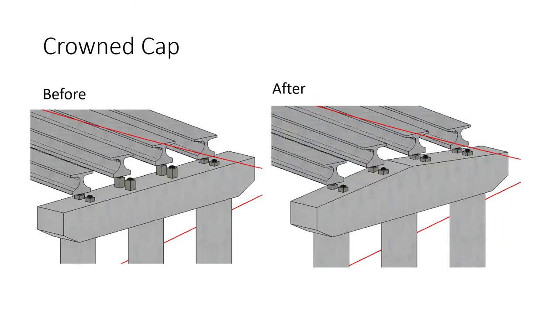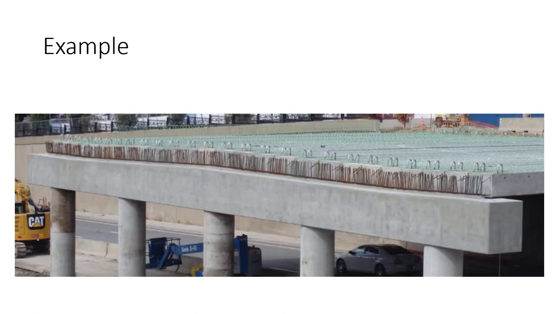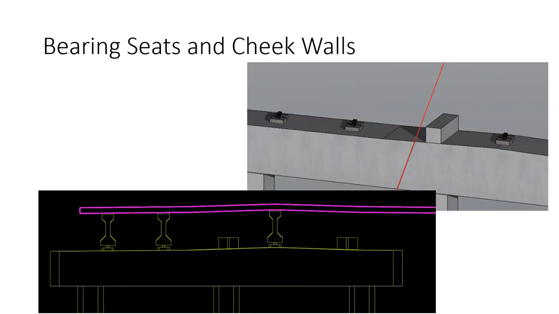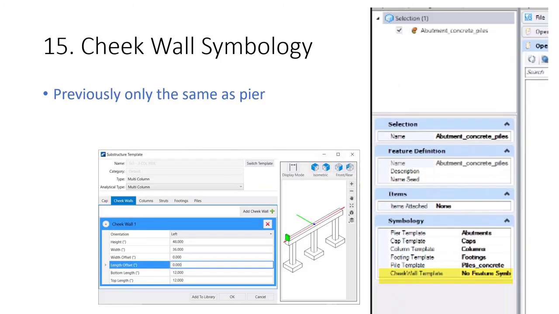So that was before, now it's after, and it's just a simple toggle inside elevation constraints. Show you a real life example here. We added more bearing seats and chip wall options with their own symbology. It used to be the same symbology as the pier. Now we can differentiate that.